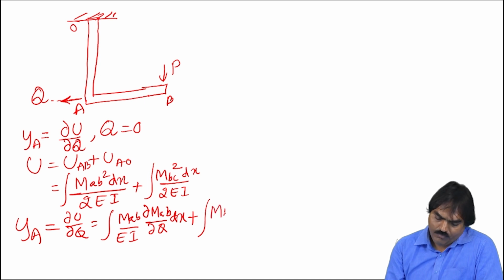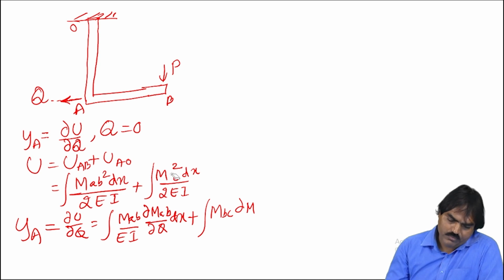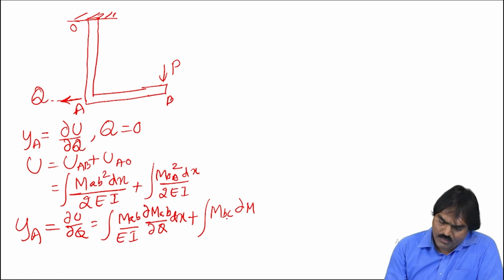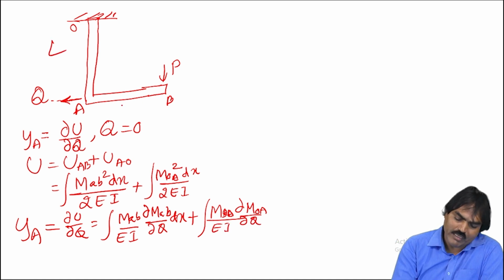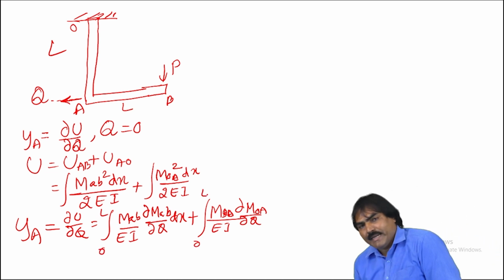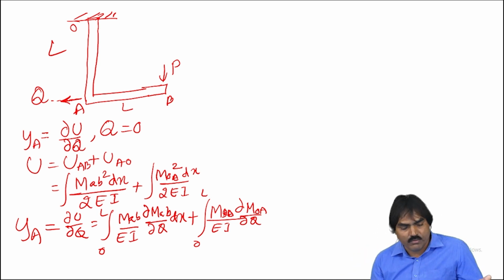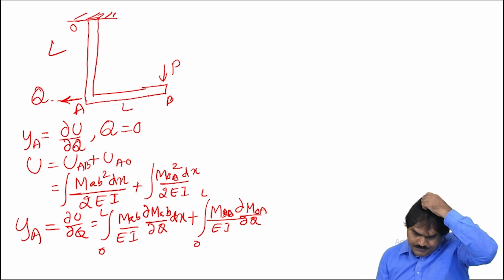sorry, it's OA. M_OA dou M_OA by dou Q by EI. Anyway, both have the same length, so the limit of integration becomes the same, 0 to L, 0 to L. If they are given different lengths, you can take the integration of that corresponding length. If they are given two different cross sections, you can take the flexural rigidity of that section. Okay.